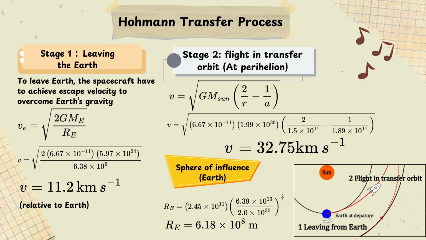Now we will look into the details of the Hohmann transfer process. The first stage is leaving the Earth. To leave the Earth, the spacecraft must achieve the minimum escape velocity of about 11.2 km per second relative to Earth. Then in stage 2, the spacecraft has to travel in the transfer orbit with the required velocity of 32.75 km per second. Note that the sphere of influence of Earth is 6.18 times 10 to the power of 8 meters.